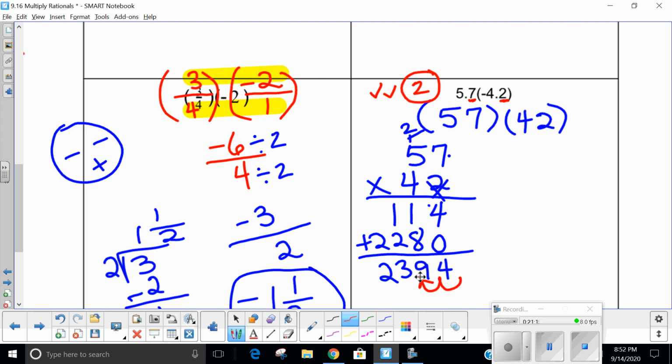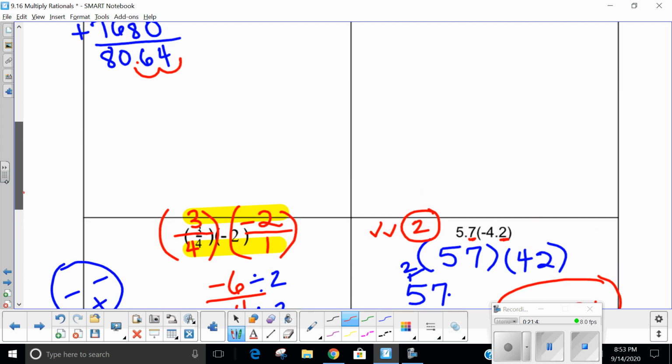So my answer is 23.94, but is it positive or negative? We had a positive number times a negative number. A positive number times a negative number means the answer has to be negative. So this would be negative, and that would be my final answer. Okay, let's see. Do we have another problem here?